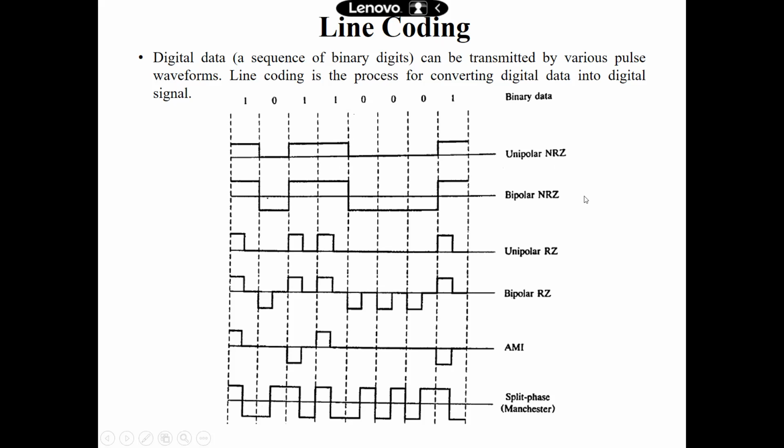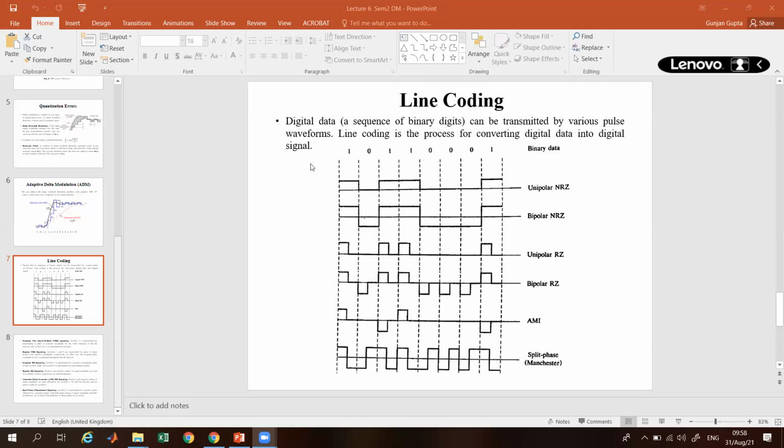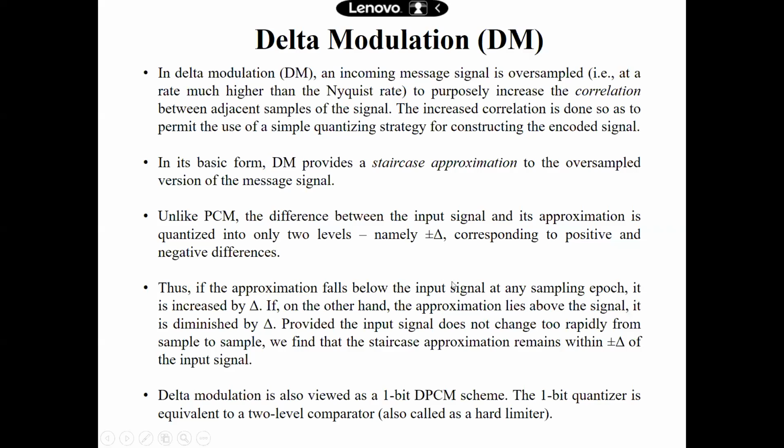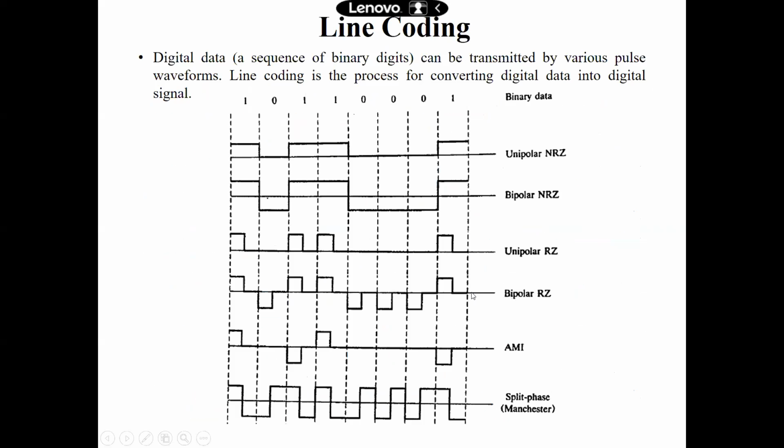Bipolar NRZ. Non-return to 0 means that the signal transmission of your 1 will always begin at 0 and end at 0. So your 1 is here. It starts from 0 and ends at 0. So it's 1, 0, 1, 1, 0, 0, 0, and then 1.